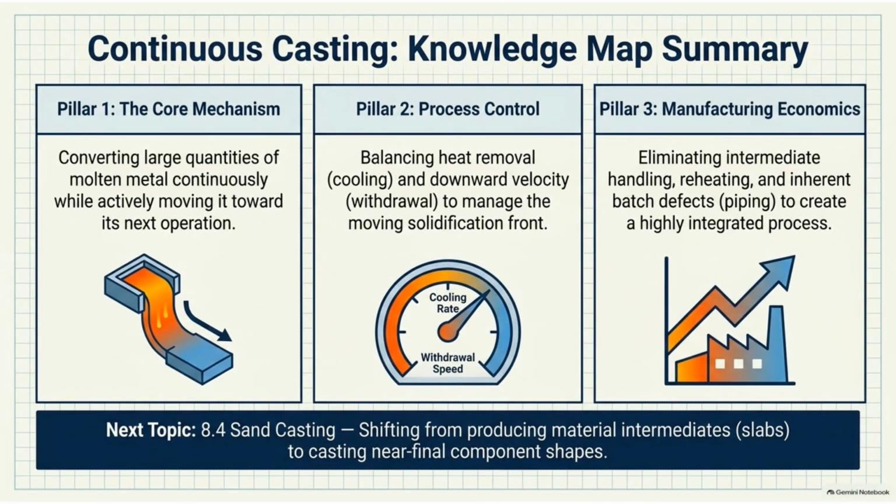To summarize, the 3 pillars of continuous casting are the core mechanism of continuous flow, precise process control, and improved manufacturing economics. Next, we will look at sand casting and how it differs from this approach.